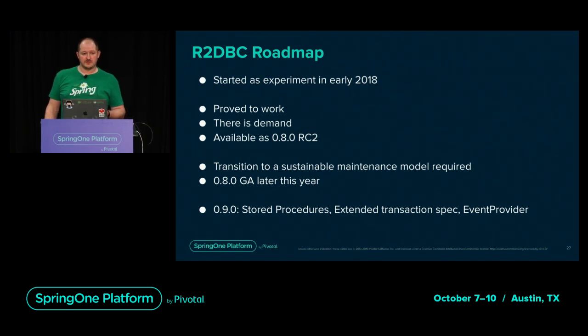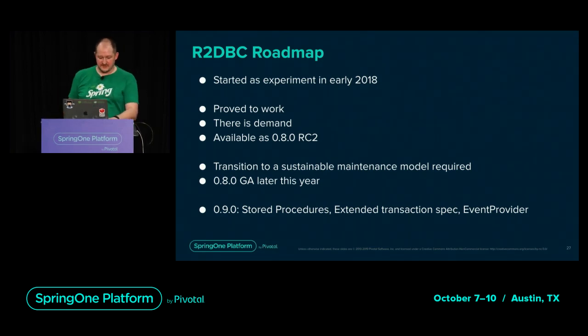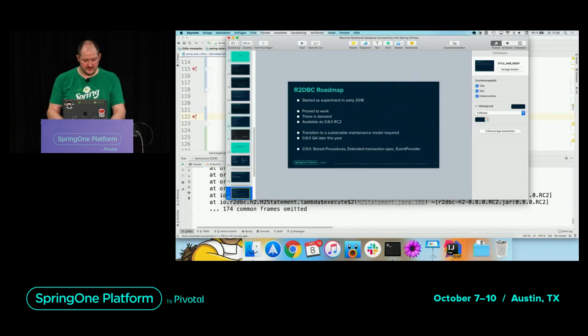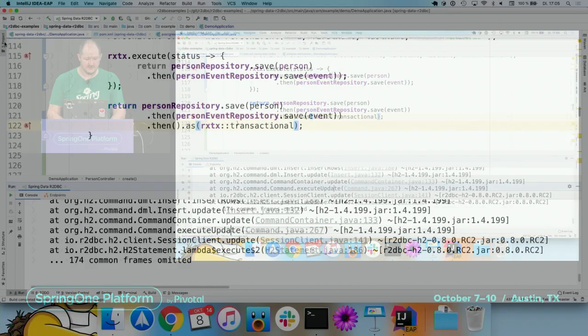And we also learned that the reactive programming model is very strong in regard to events. So we want to introduce an event provider API that allows a specification for databases that are able to publish events. And this is actually something which is pretty cool and pretty easy to achieve with R2DBC itself.